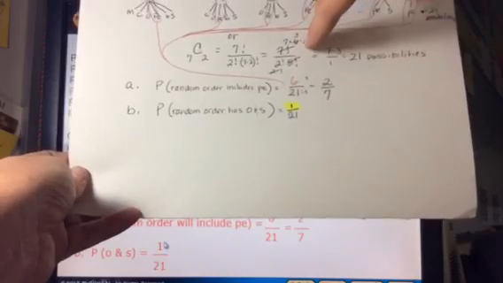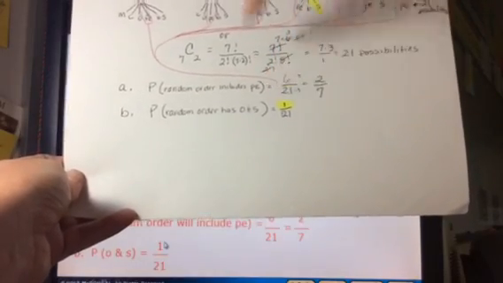So the 5 factorials would cancel, and then my 2 factorial is just 2 times 1.